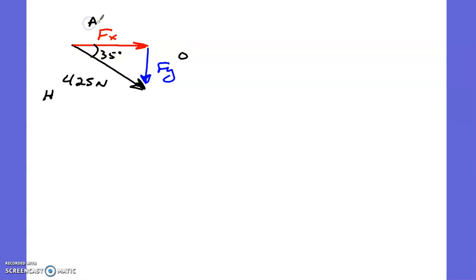So I have my 425 applied force. I want to find the x component, and I also want to find the y component. The angle is 35 degrees. So the first thing I'll do is label my sides. The longest side is the hypotenuse. My angle is on the left. The opposite of left is on the right, so this is my opposite side. And then the adjacent side is the one left over. I have my SOHCAHTOA that I'll write out.